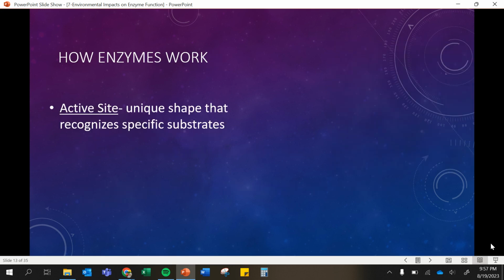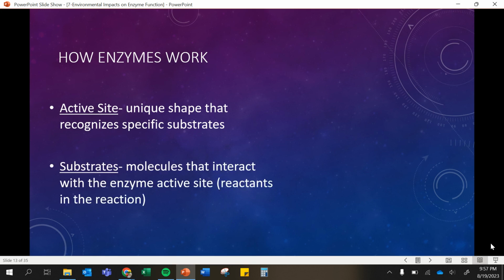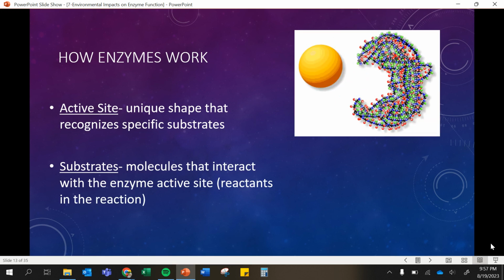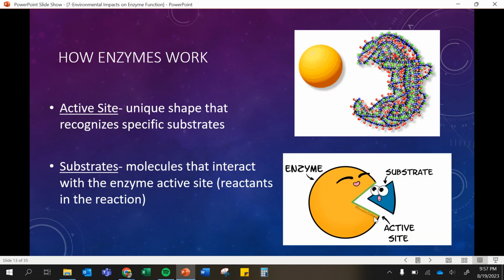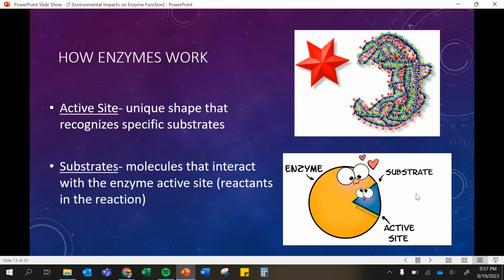So how they work is that there is an active site on the enzyme, and that recognizes specific substrates. And substrates are those molecules that interact with the enzyme in the active site. They're the reactants in the reaction. So the reactants interact with the active site on the enzyme, and then there is a product that's produced. Here is also showing our active site and then the substrate that interacts with the enzyme.